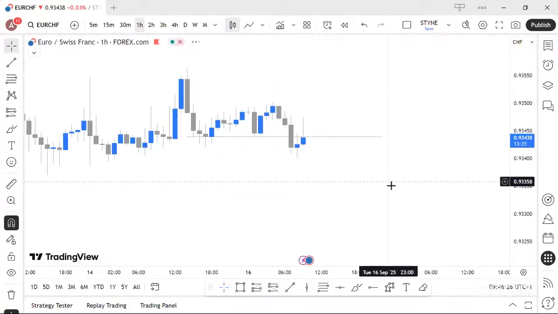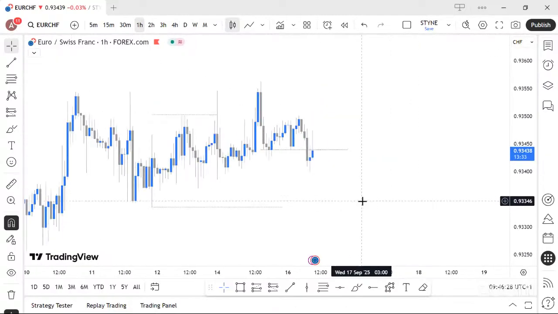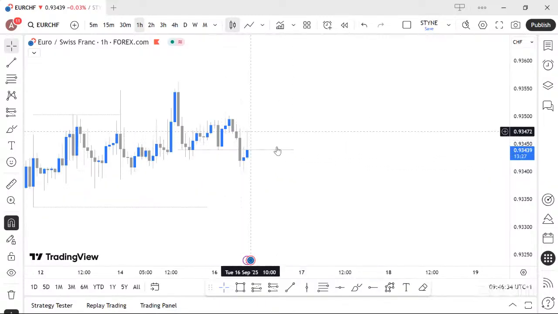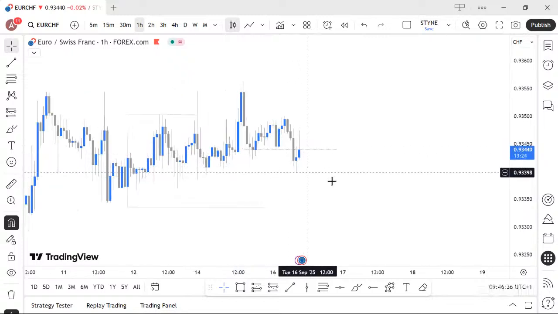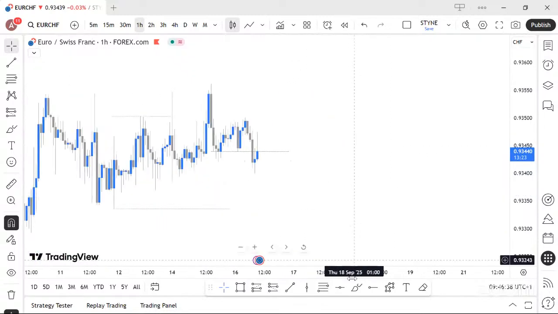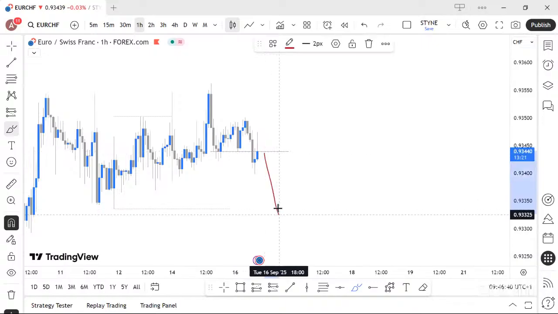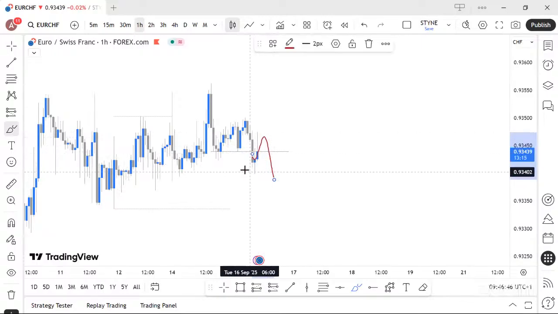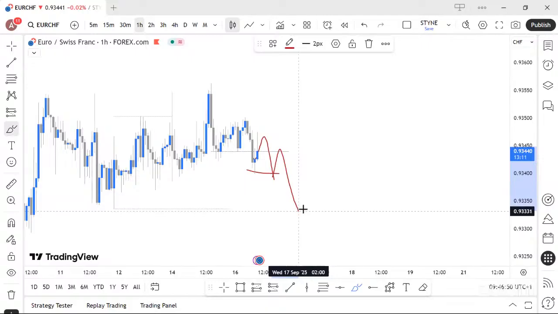Then do we have something on the 1 hour to trade from? Nah, I can't trade this market now. Price has gone back to fill all the imbalance, right? If the imbalance was not filled, I would have traded it. But Euro CHF should be running all the way to this drawn liquidity here. So if I can get a re-entry on the 1 hour time frame, maybe price does something like this and gives me a re-entry here that takes this low, I'm going to trade from here till this guy.